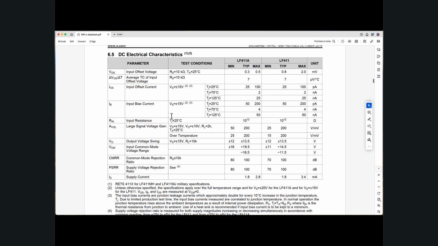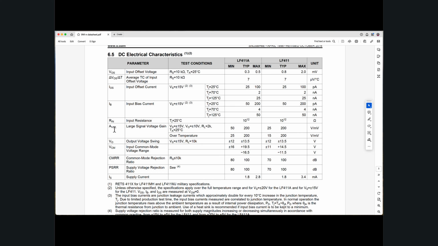For example, it shows me the input resistance. So the input resistance when it was tested at 25 Celsius, which is pretty common room temperature, is 10 to the power 12. Well, we assume that the input resistance is infinity in an ideal amplifier. In a real amplifier, we'll see it's not infinity, but it's extremely large. It's 10 to the power 12 ohms.